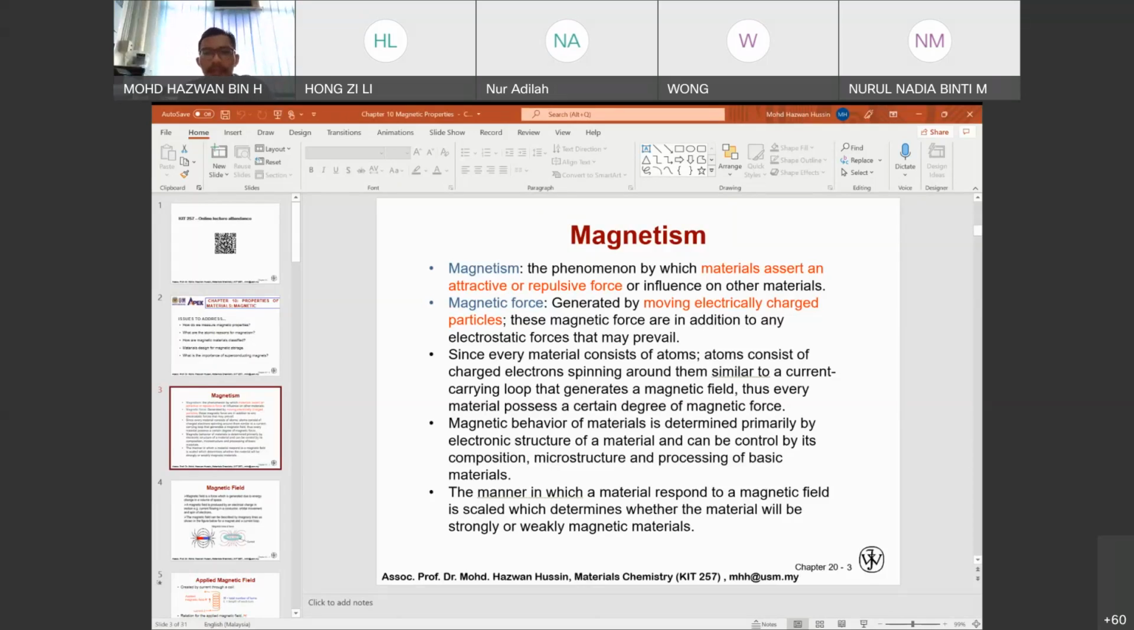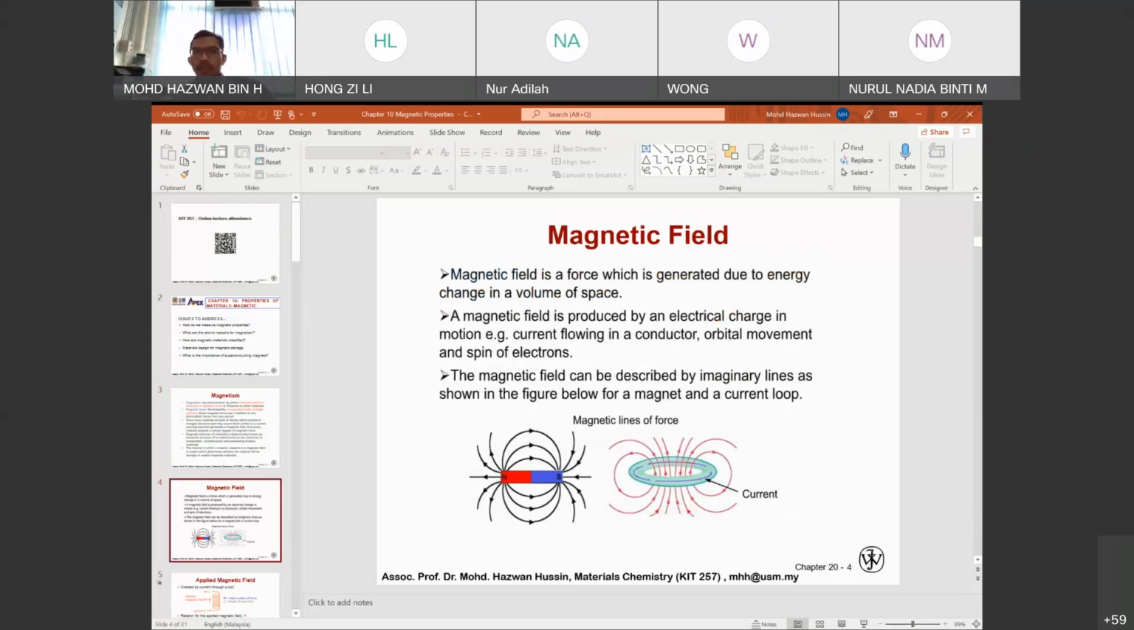Right. So the magnetic behavior of materials is determined primarily by the electronic structure of a material and can be controlled by its composition, microstructure, and processing of basic materials. The manner in which a material responds to a magnetic field is a scale, which determines whether the material will be strongly or weakly magnetic. So this behavior produced from the magnetic field response can determine whether the materials produced will have strong magnetic properties or very weak magnetic properties.